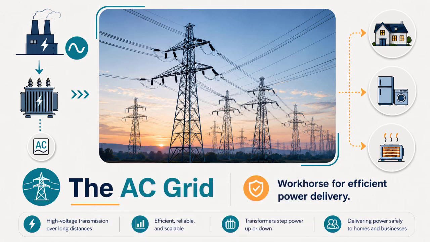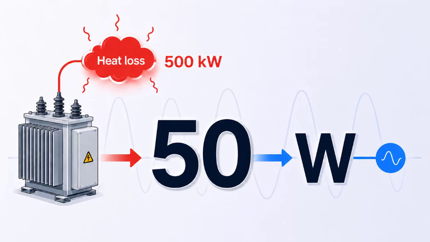But hold on, why do we even need to step the voltage up in the first place? Well, it comes down to the math, and it's kind of mind-blowing. If you try to transmit 1 megawatt of power at just 1 kilovolt, you're going to waste 500 kilowatts to I squared R heating losses. Half of it, just gone.